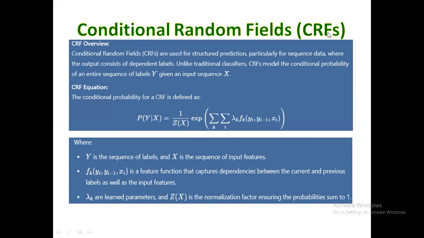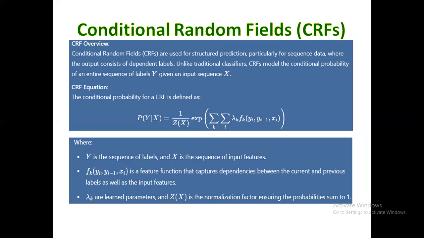Next, conditional random field, which we call CRF. All these techniques come under probabilistic discriminative models: SVM, maximum likelihood, and conditional random field. We'll just see an overview. Conditional random fields, CRFs, are a type of discriminative model used for structured prediction, particularly when the output is a sequence or has dependencies between elements.